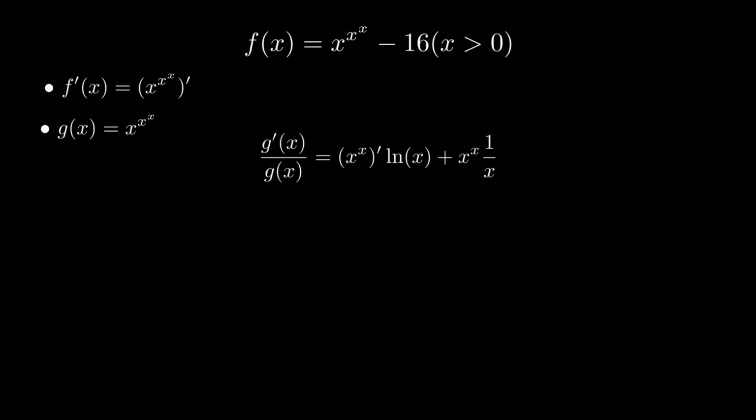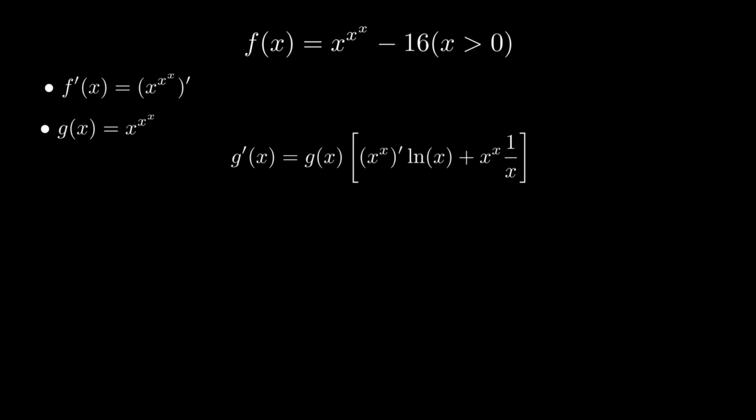Differentiating both sides of the equation, we get g prime of x over g of x equals the derivative of x to the x times the natural log of x plus x to the x times 1 over x. Multiplying both sides by g of x, we obtain g prime of x equals g of x times the expression in brackets. And we can substitute back our original definition where g of x equals x raised to the power of x raised to the power of x, giving us this expression.